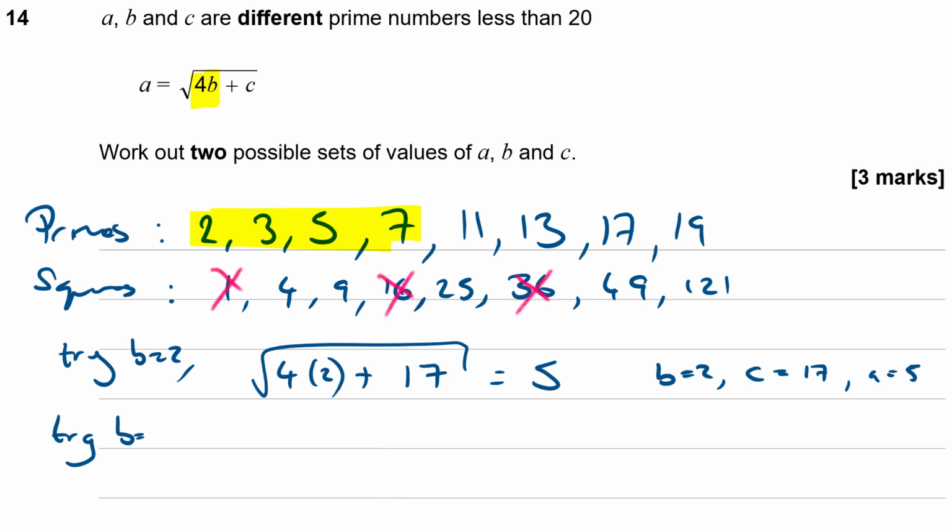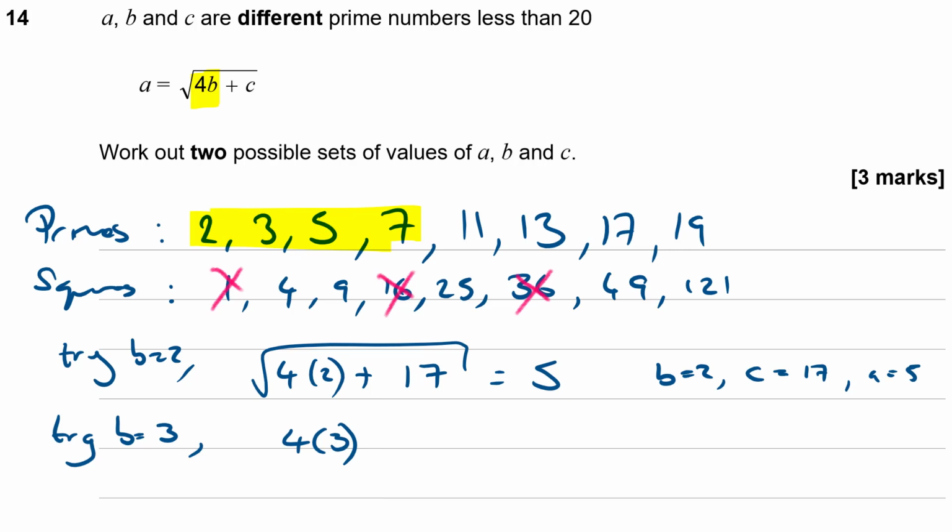So let's try another small b. Let's try 3. So again, 4 lots of 3 would be 12. Now can I add another prime number on to get one of my square target ones? So add in 2 would be 14, that doesn't work. Add in 5 would be 17, that doesn't work. Add in 7 would be 19, nope. Add in 11 would be 23. Add in 13, that'd be 25 again, wouldn't it?